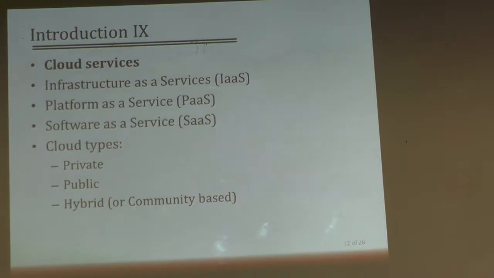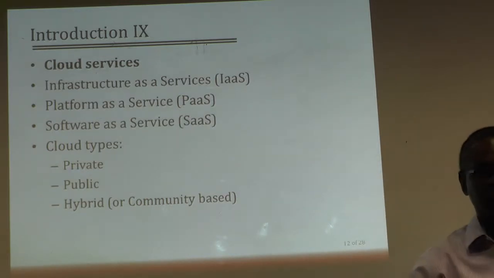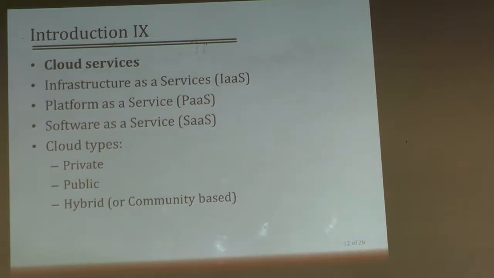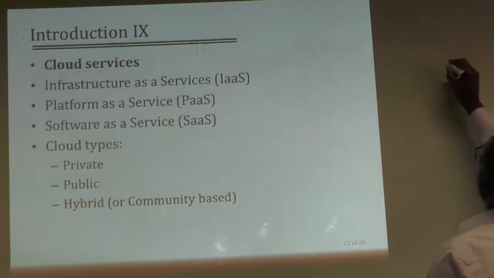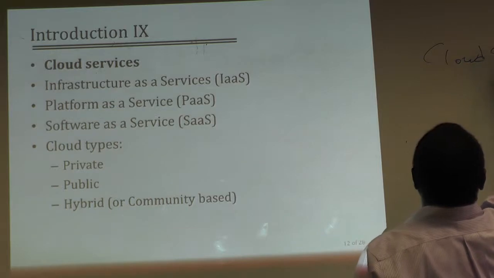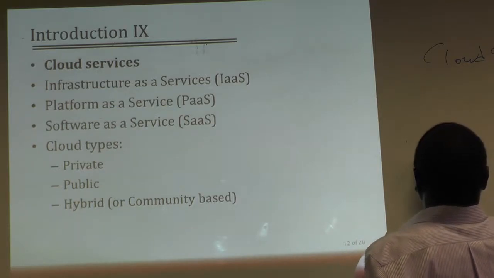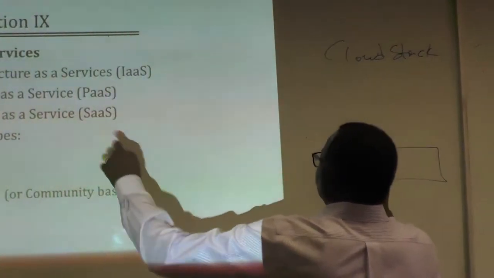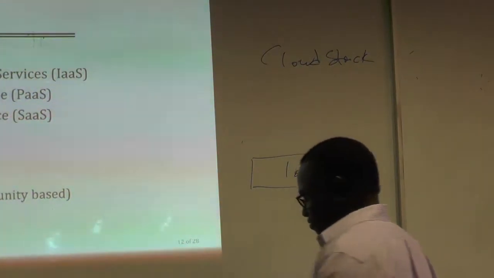Cloud services. There are 3 basic types. Now, when you read a lot of online stuff, there are some fanciful services that people talk about, but generally, whatever it is they are talking about can be put into these 3 categories. The first one is infrastructure as a service. This is the minimum. When you look at what we call a cloud stack, the bottommost layer of the cloud stack is the infrastructure as a service layer.